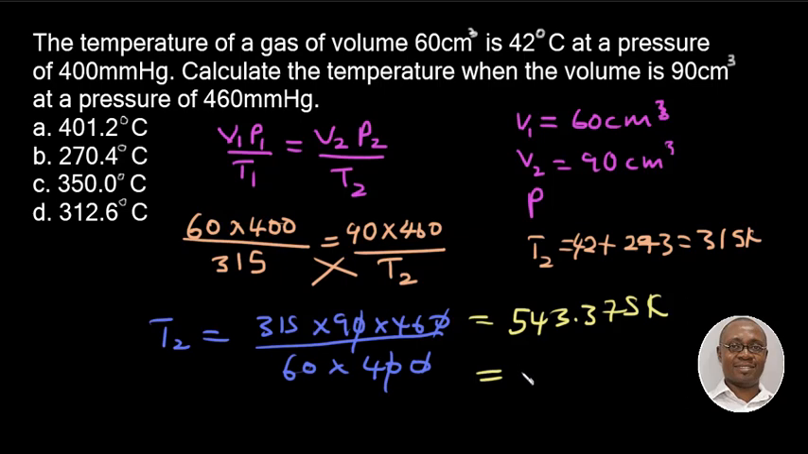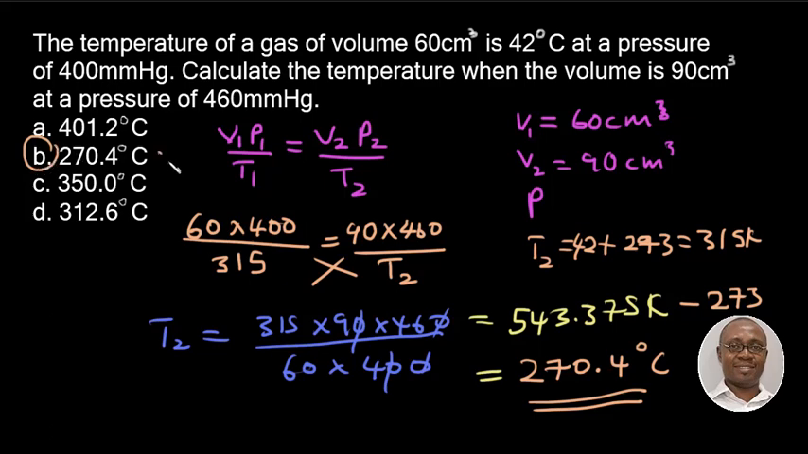So what is going to happen? Basically, we just minus 273 from it, and we have a final answer, which is 270.4 degrees Celsius. So this is our final answer. So the answer option B is the right answer.